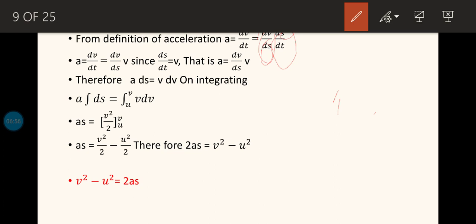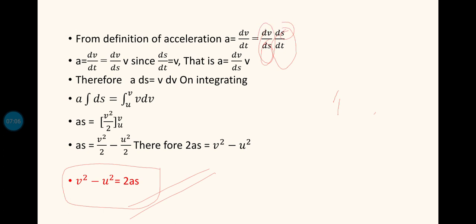Therefore 2 can be taken to the right side: 2as is equal to v square minus u square. And finally this equation is reached, that is v square minus u square equal to 2as. This is the third fundamental equation used in the field of kinematics.